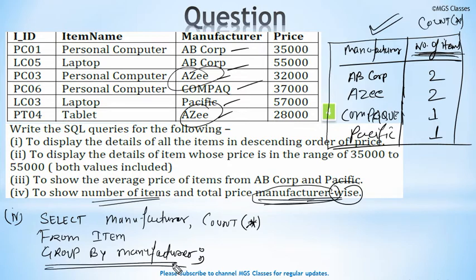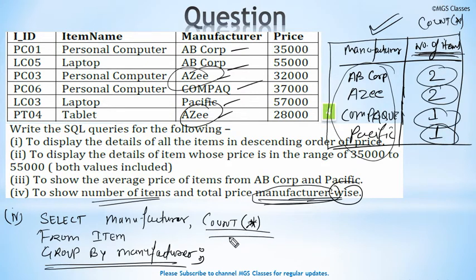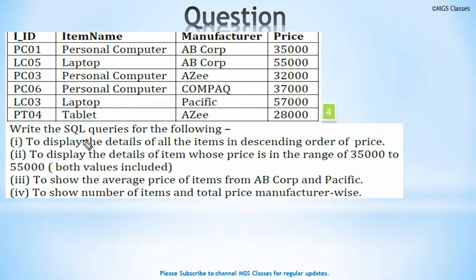Okay, so if you GROUP BY manufacturer, then it will create 4 groups, and COUNT star will give the total number of items group wise. So that way you can answer this question. This question is a little bit tricky and needs a deep understanding of the concept.